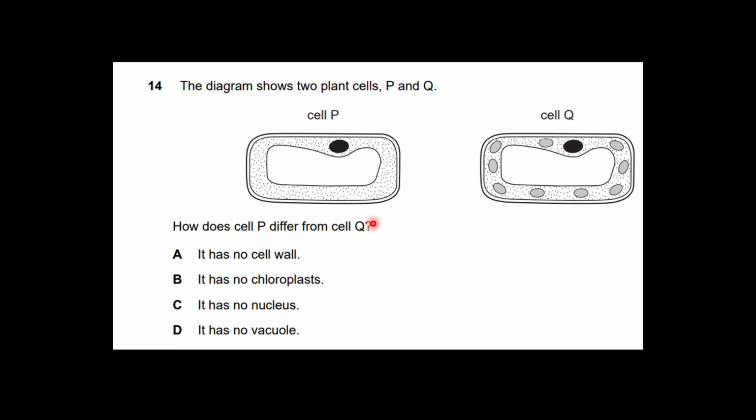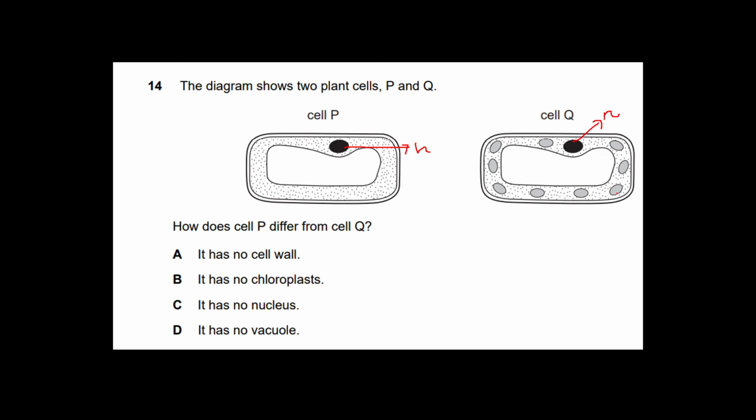Let's look at some of the questions which are asked in IGCSE papers, or you can even use it for ICSE. The diagram shows two plant cells, cell P and cell Q. How does cell P differ from cell Q? So what is this, guys? This is known as the nucleus. I'll label it as N, and even this has the nucleus.